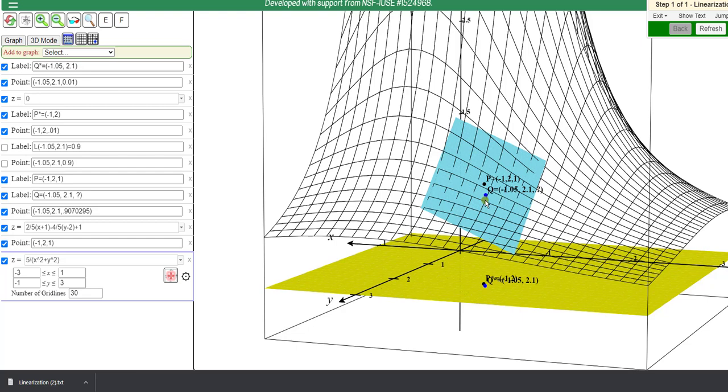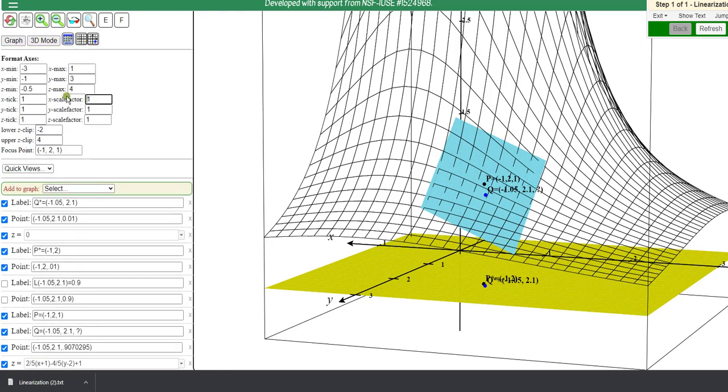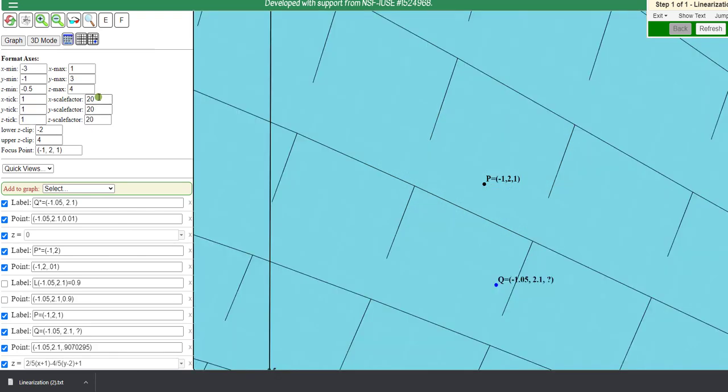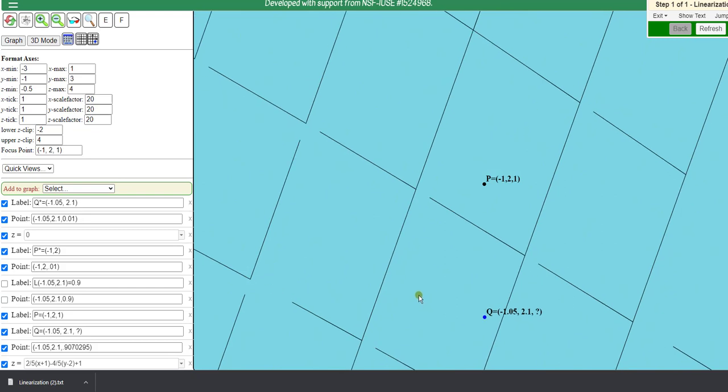And the whole point is now we want to use this to approximate this particular z value. So the next thing I want to do is, because it's kind of hard to see what's going on here, let's go ahead and zoom way in on that point. So let's see here. I'll click here and I'll zoom in by a factor of 20 into each of those coordinates.